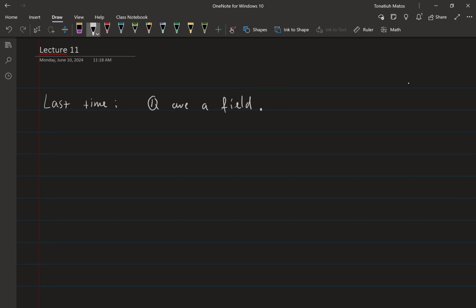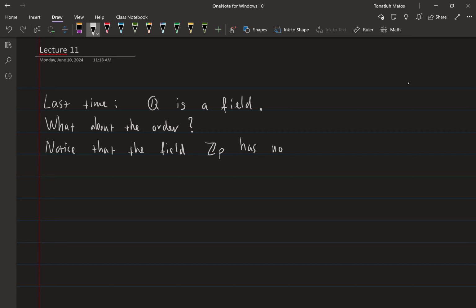And this is pretty much analogous to what we did for the integers, but let's just write it down for the sake of completeness. Rationals form a field. So what about the order? Now, why is the order important? Well, we have been talking about fields before. So recall, or notice maybe, that the field Z_p has no order.